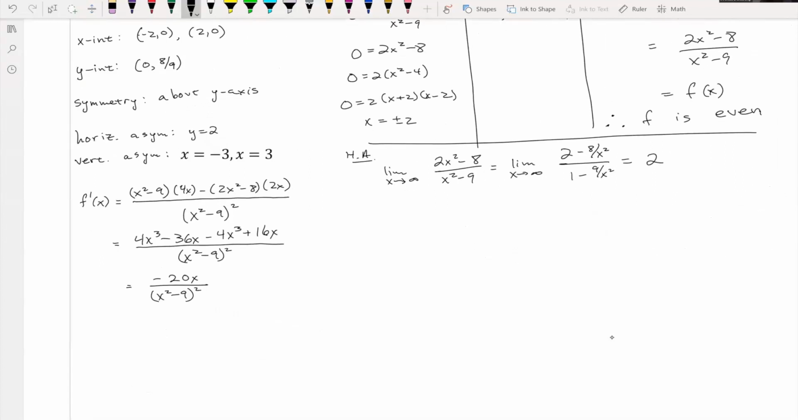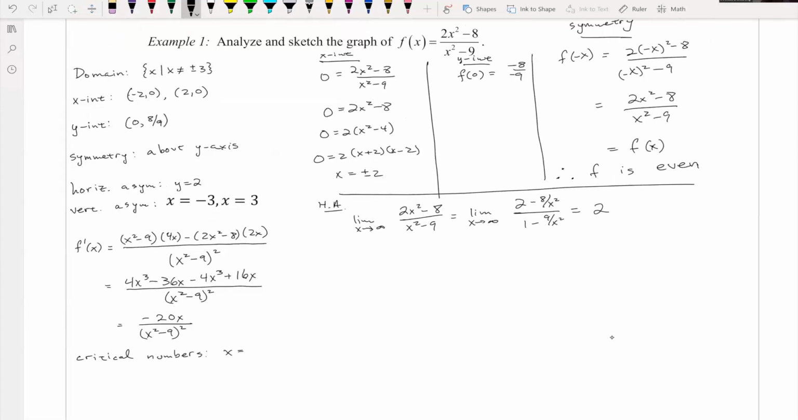Okay. So that means we have critical numbers. Definition of critical numbers, they have to be domain values. 3 and -3 are not domain values. So there's only one critical number at x equals 0, guys.